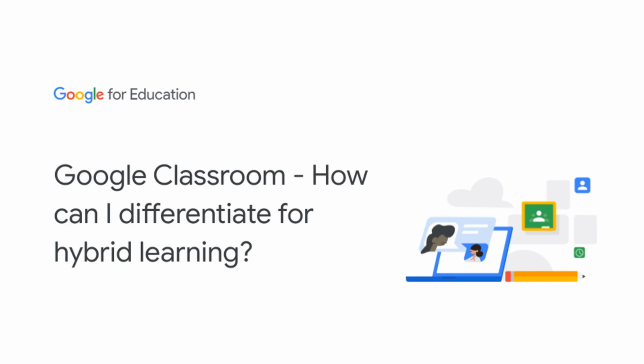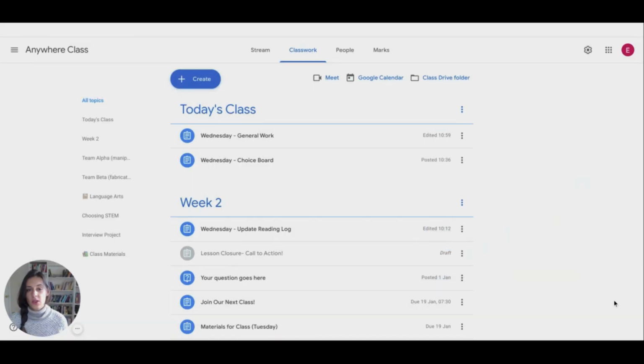I am back once again, this time to discuss how to differentiate work for students within Google Classroom. We know the importance of differentiating work for our students so they're getting the exact level of difficulty or support that they need. And I want to show you a couple different ways that I do this through Google Classroom. The first is assigning work to individual or groups of students based on their needs.